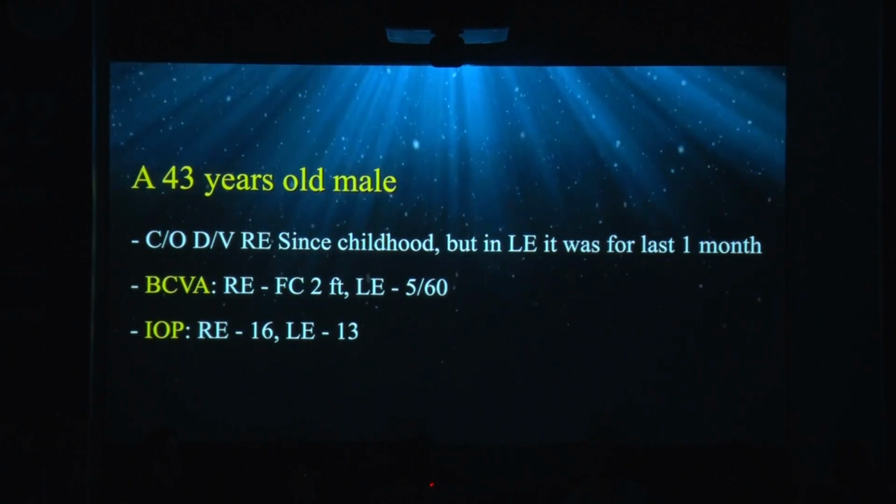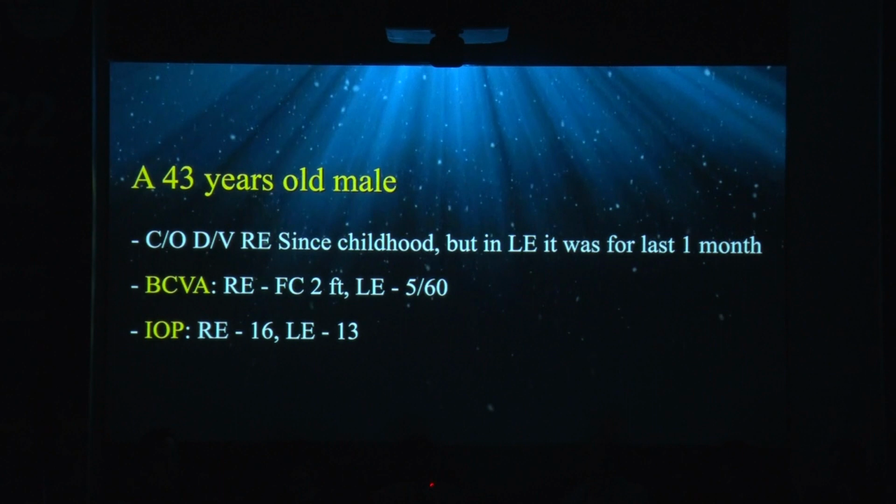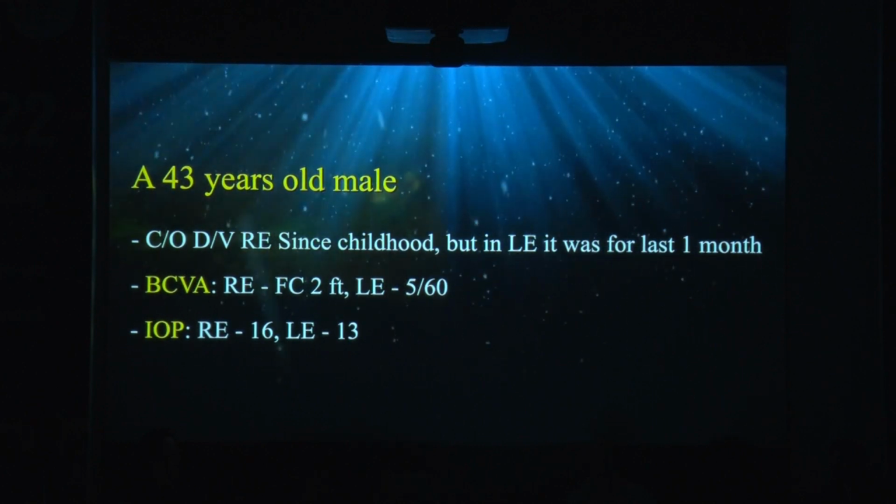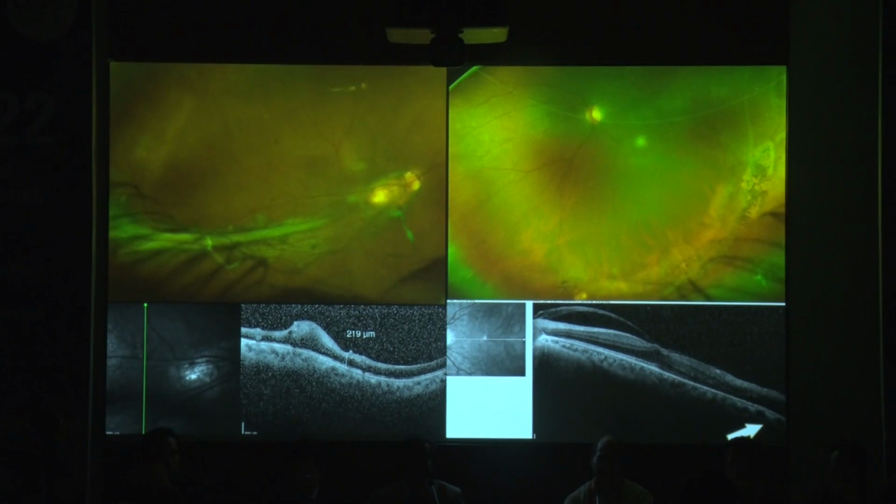A 43-year-old male presented with dimness of vision in right eye since childhood. In left eye, it was for the last 1 month. In right eye, there was a falciform-shaped fold extending from the disc towards the temporal periphery with temporal dragging of macula and a small fundal coloboma just temporal to the optic disc. In left eye, there was fovea-on temporal retinal detachment.